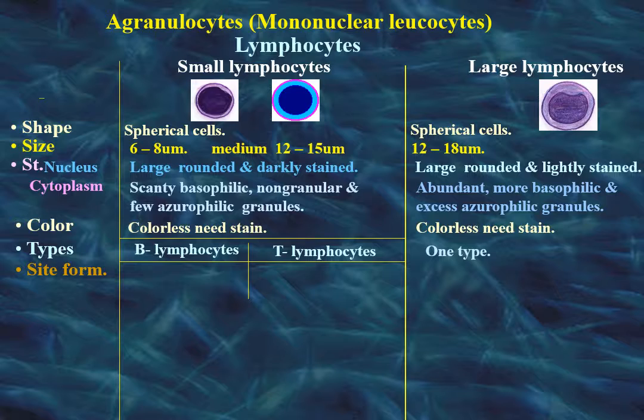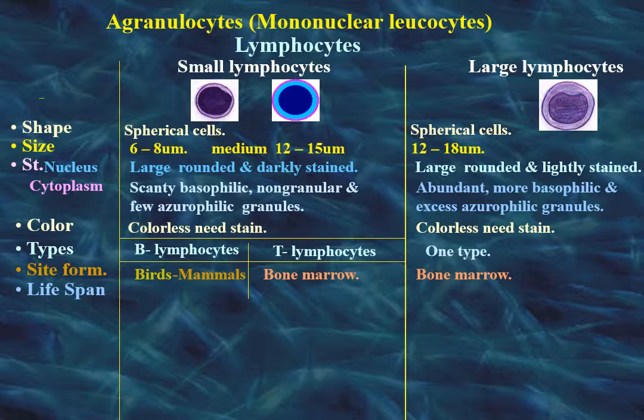Site of formation. B lymphocytes in birds develop in the bursa of Fabricius, while in mammals they are produced in the bone marrow, while T lymphocytes are produced in bone marrow and their maturation depends on the thymus gland. So do large lymphocytes. They are produced in the bone marrow and their maturation depends on the thymus gland.